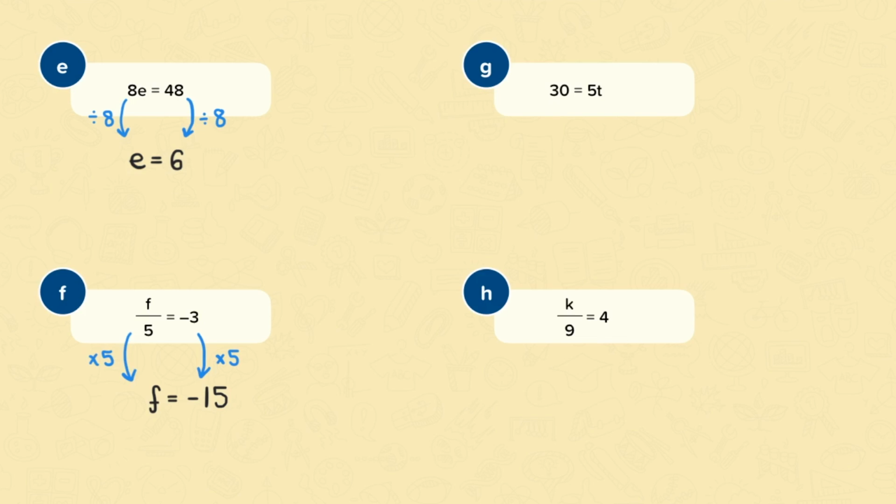Let's check your answers. Question G. 30 equals 5t. We do the inverse of multiplying by 5 on both sides, so we divide by 5 and find 6 equals t. Question H. K divided by 9 equals 4. We do the inverse of dividing by 9 and multiply each side by 9 to find K equals 36. Well done.